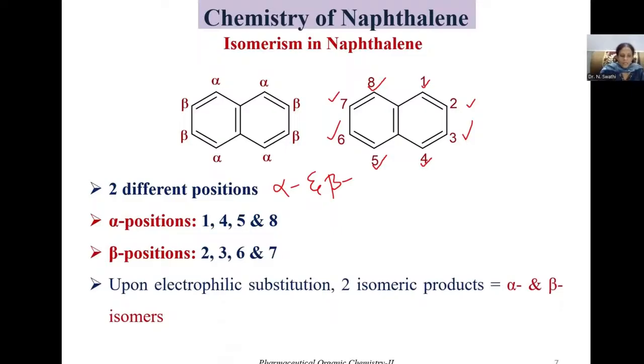Naphthalene is also an aromatic compound. It will undergo electrophilic substitution reaction similar to that of benzene. So when you perform electrophilic substitution reaction for naphthalene, there will be a possibility of formation of 2 isomeric products, that is alpha isomer and beta isomer. The details of these electrophilic substitution reactions of naphthalene, I'll be discussing in the coming course videos. So overall, naphthalene consists of 8 positions. These 8 positions are classified into 4 alpha positions and 4 beta positions, and upon substitution, naphthalene gives 2 isomeric products.